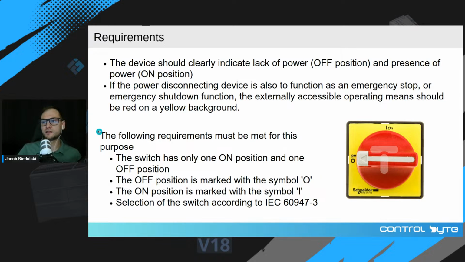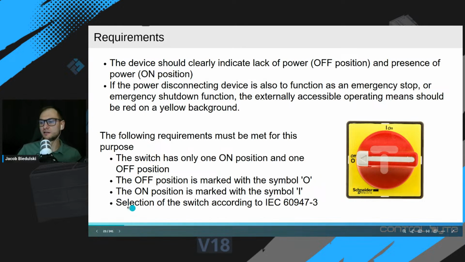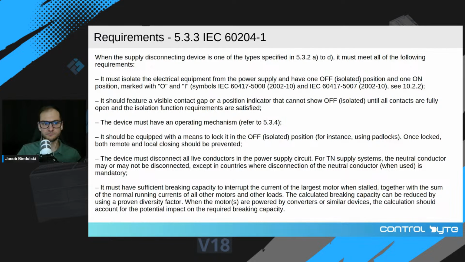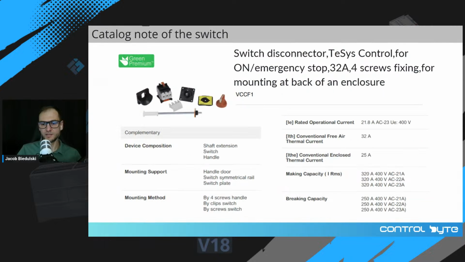Here are some auxiliary guidelines. The switch has only one on position and one off position. The off position is marked with the symbol O. The on position is marked with the symbol I. The selection of the switch is according to IEC 60947 Part 3. Okay, and let's move on with the schematics.